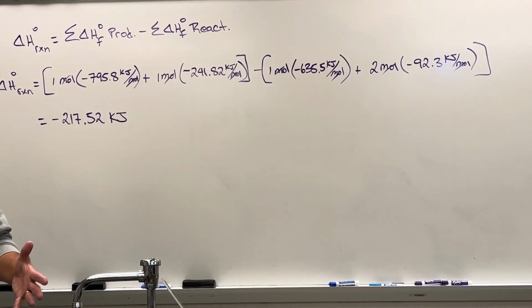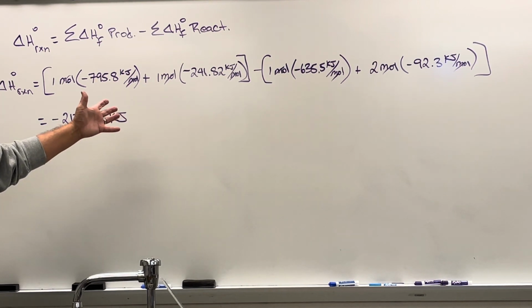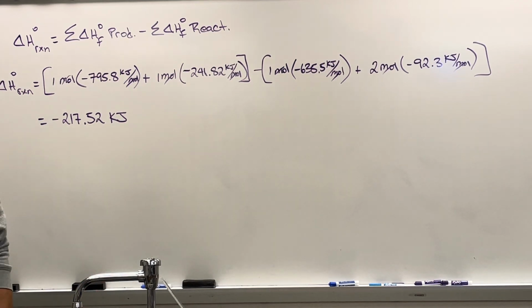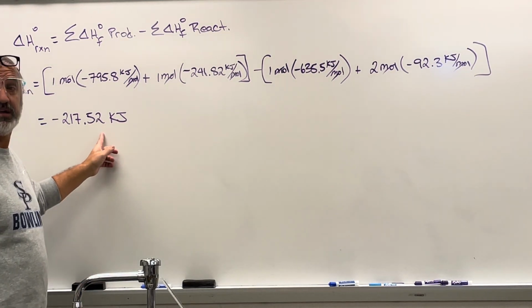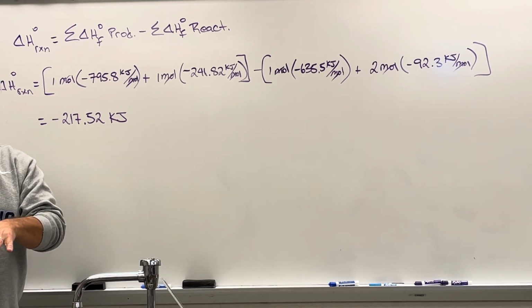Okay, what does the negative sign mean? That it's an exothermic reaction, energy is released. So what's going to happen to the reaction vessel that this reaction is taking place in? It gets hotter, because that energy is released to the surroundings. So the system has less energy, but the surroundings absorb that energy and get hot.